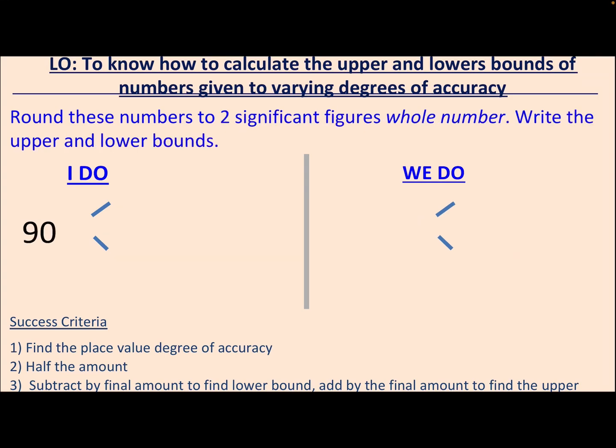So let's take a look at two significant figures. We need to look at the second significant figure. So for 90, it's going to be 90.5, and it's going to be 89.5. So have a go at that, what do we do?